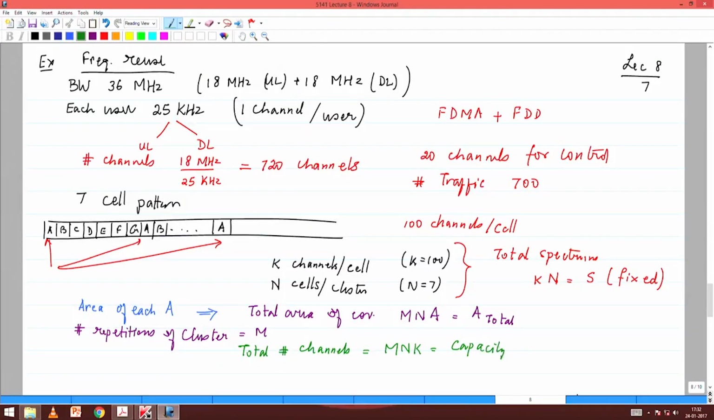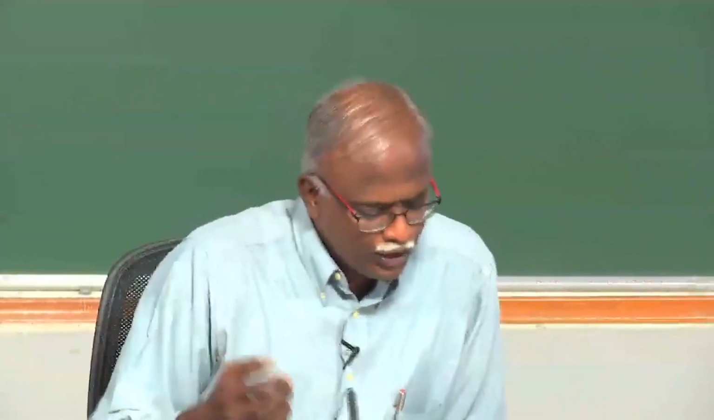Given a spectrum, you divide it into channels, the size of the cluster is determined, and based on that the number of channels per cell becomes fixed. The area of the cell that you want to design determines how much transmit power you want to use. That will tell you how many times the cluster has to be repeated to cover the whole area. That is MNA. And once you have designed the number of repetitions, it also tells you how many channels are available to you for working with the capacity.